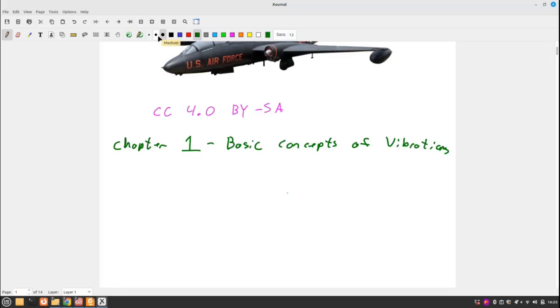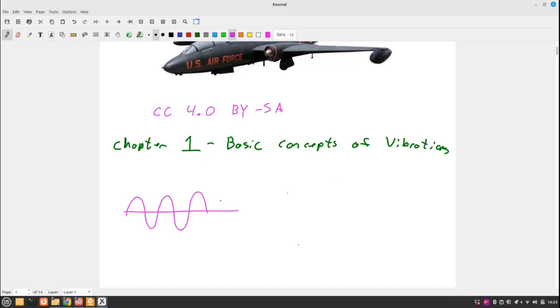So vibrations within the broader field of classical mechanics is the investigation of oscillations that occur about an equilibrium point. So what that means is for us to have a vibration, we have to have something that is oscillating about an equilibrium point, right? So that's the whole study of vibrations.